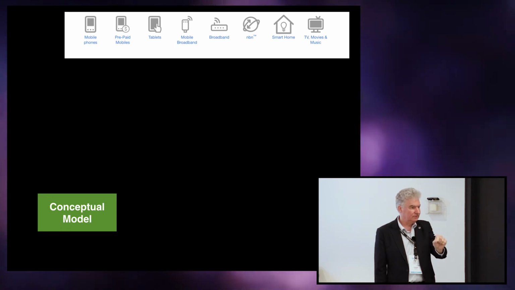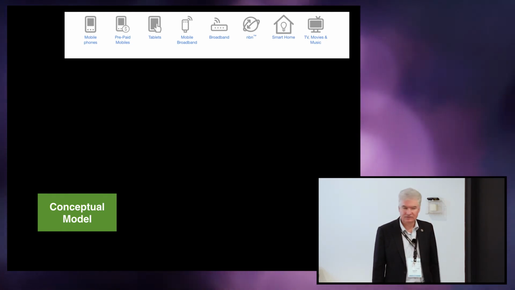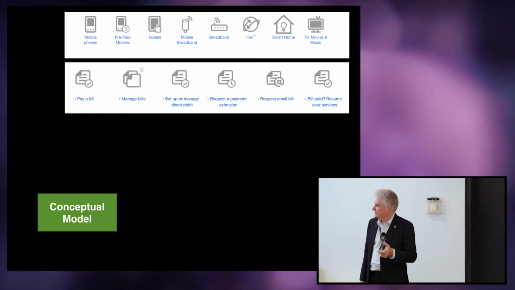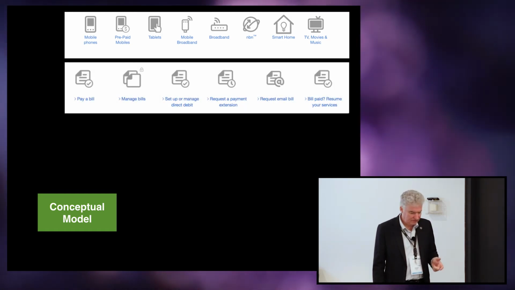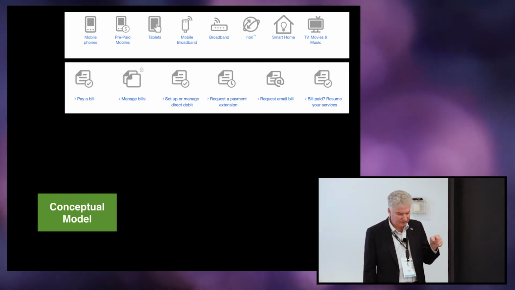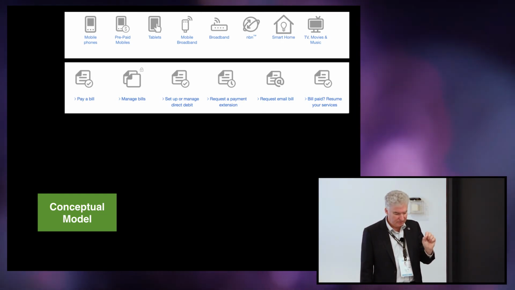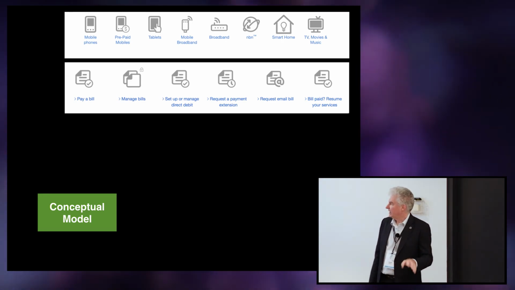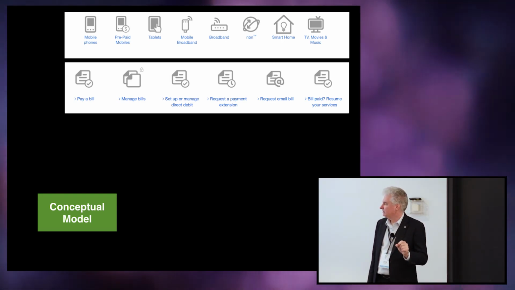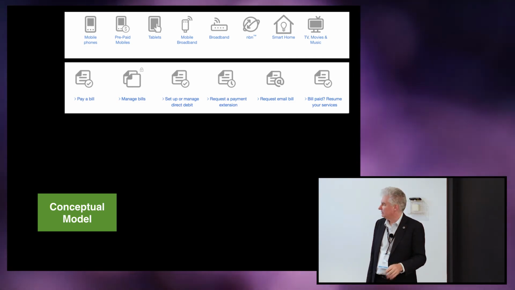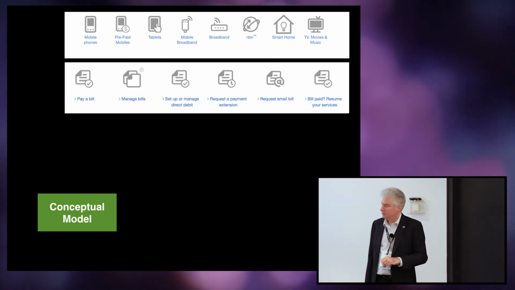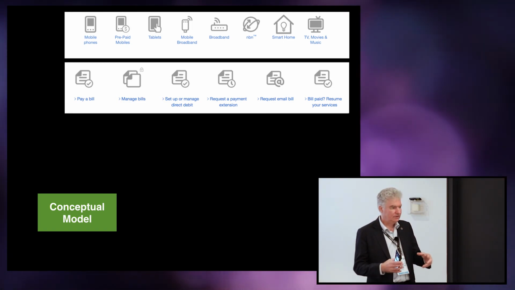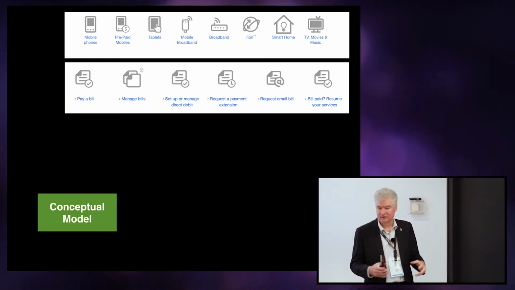All our mobile phones, tablets, etc., are all noun-based interactions. The second one is completely different. It's process-oriented. The icon works as a button, sort of, but now it's for a process. So I can pay my bill or manage my bill or set up direct debit or request a payment or request an email bill on my bill paid. So the same interaction concept, very different meaning and use of the concept.